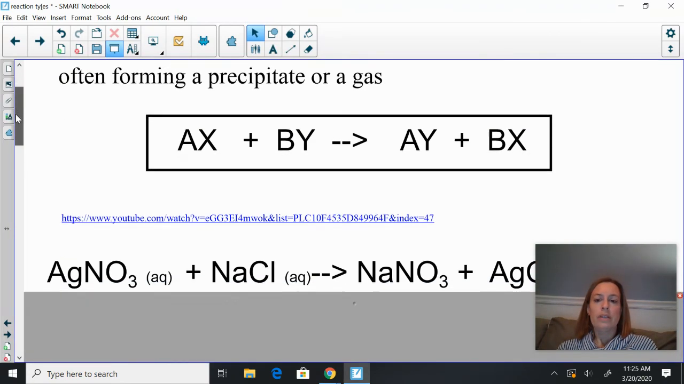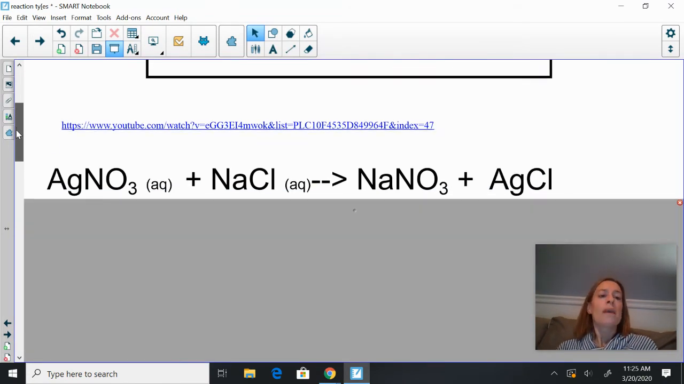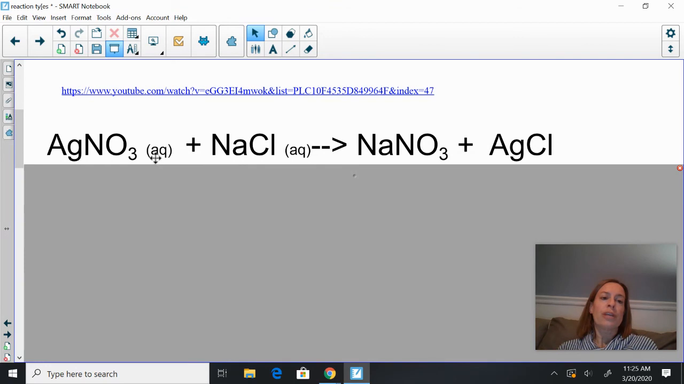All right, so here is the equation that you just saw, where we're taking a silver nitrate solution, reacting it with a sodium chloride solution. What's happening here?